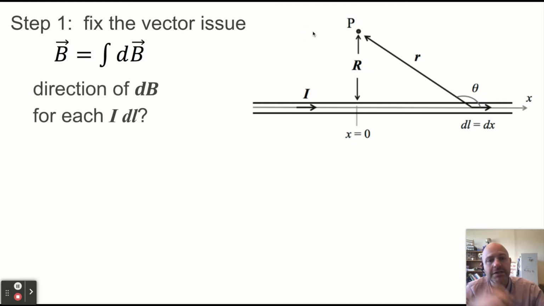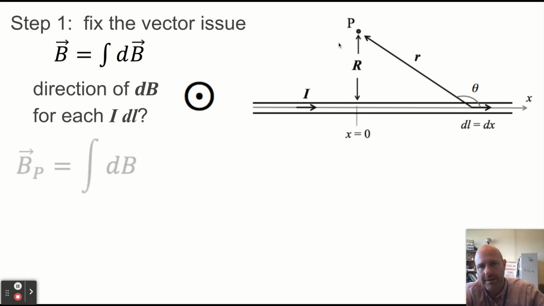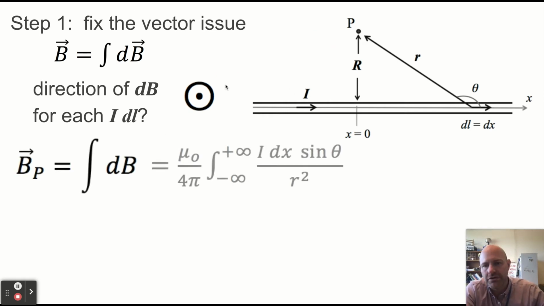What is the direction of this? Well, for that, you're going to use your right-hand rule, right? The B field should be coming out of the page at you at point P. And so every little bit of I dl will give you a magnetic field out of the page, less and less as you get further away from it. We're going to be doing this integral.